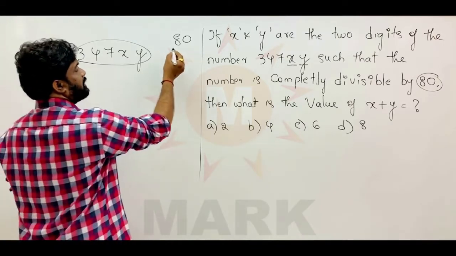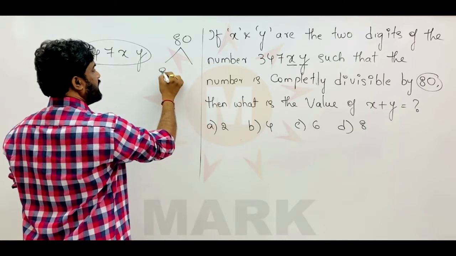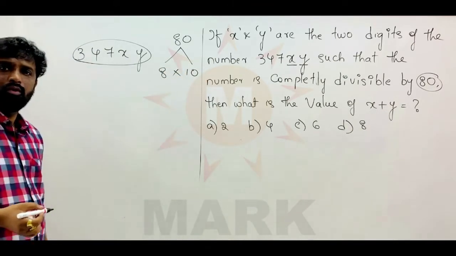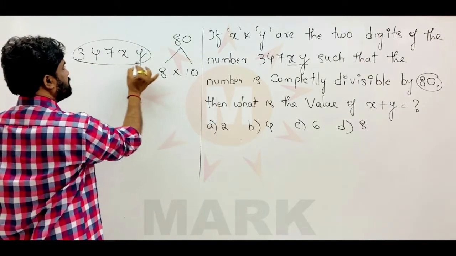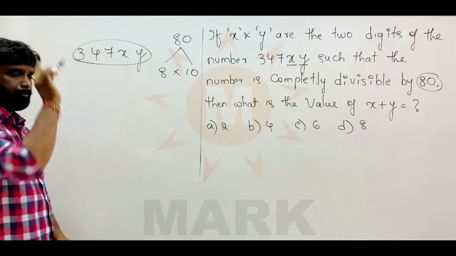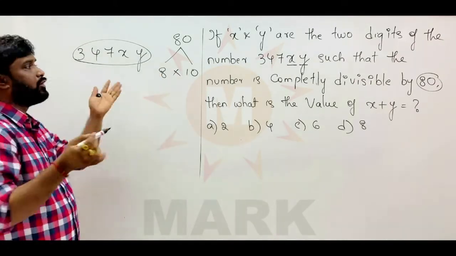Suppose this number is divisible by 80, so what are the factors of 80? 8 and 10, so it will be divisible by 8 and by 10 also. No doubt about that. Because 80 is nothing but the product of 8 and 10, this number compulsorily should be divisible by 8 and also by 10. Then only it is possible.